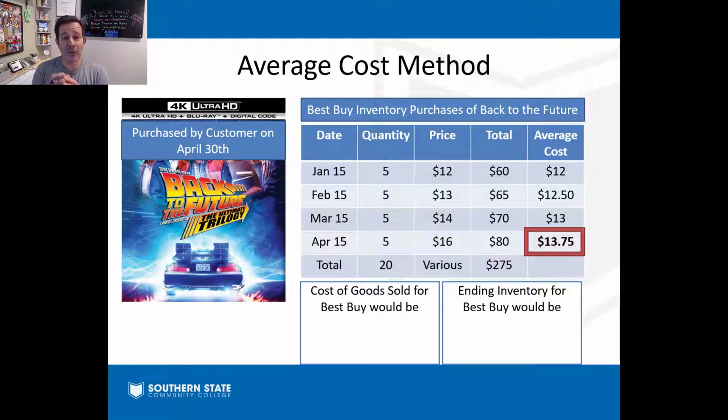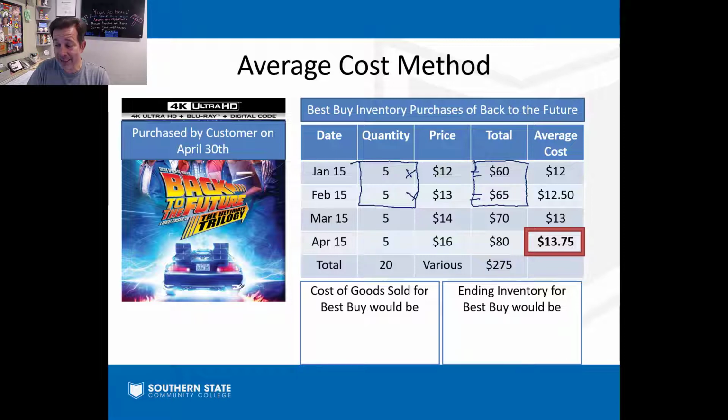The final method I'm going to show you here, that's average cost. Every time we buy, we create a new average cost. And so January 15th, we bought at 12 bucks a piece. 5 times 12 is 60. Then February 15th, we added to it. 5 times 13 is 65. So at that point, we spent a total of 125 bucks for 10 units.